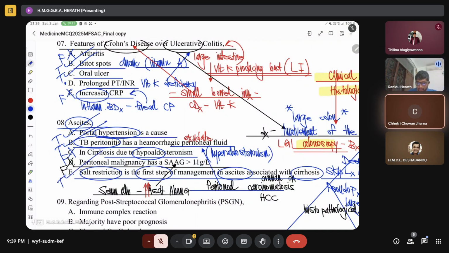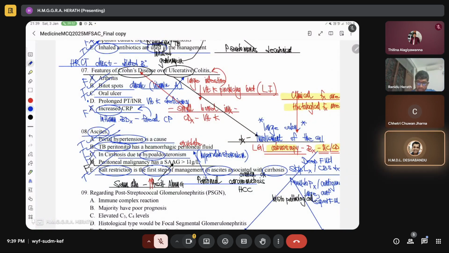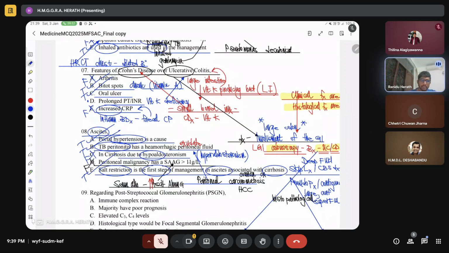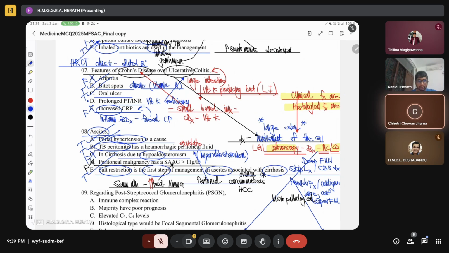Always. In a patient with cirrhosis, I have described management of ascites. No added salt is what salt restriction means. No added salt and salt restriction are the same.